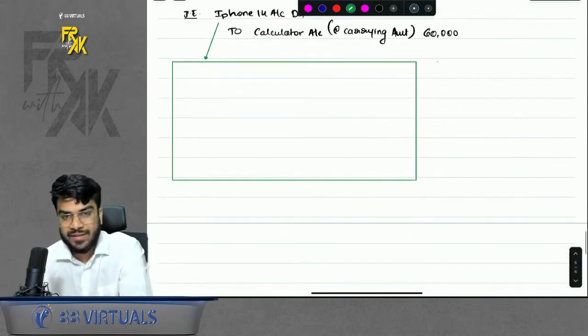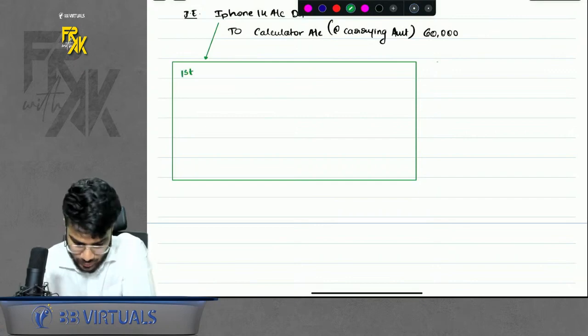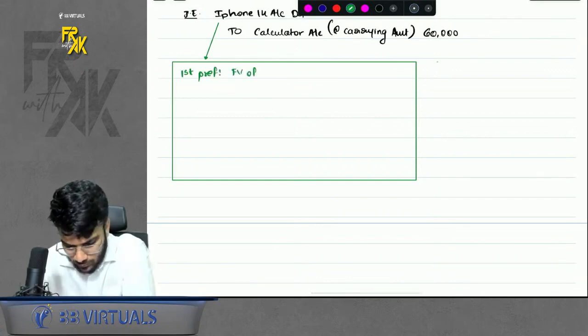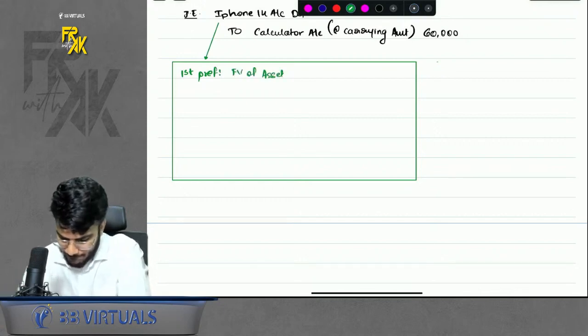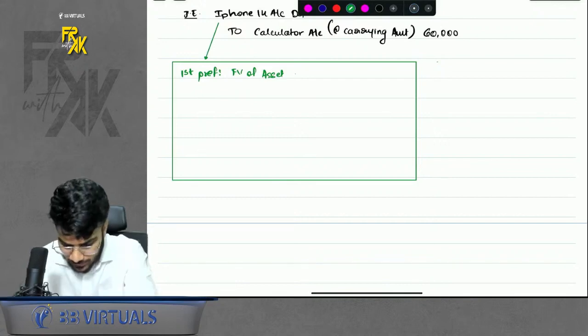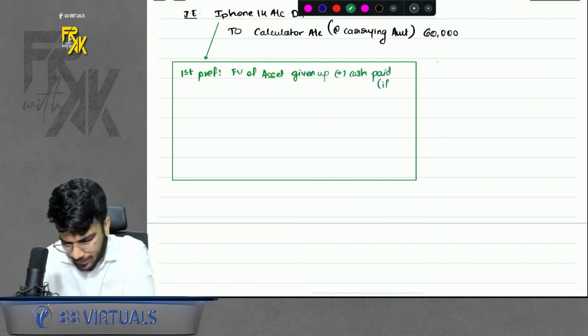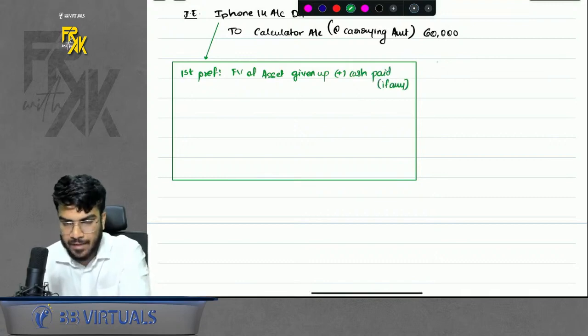So we have 3 preferences here, right? Just write it down first and then we will discuss it. First preference will be given to the fair value of asset given up plus cash paid if any. So what is this cash paid if any? We will discuss.